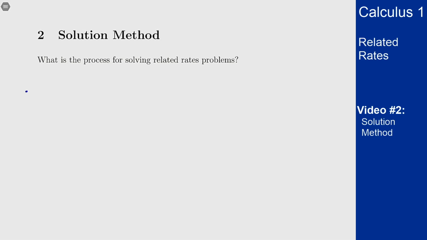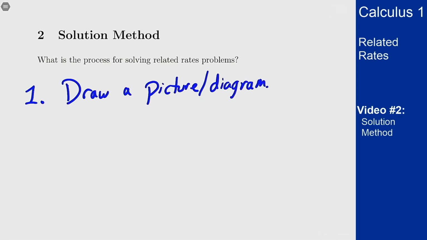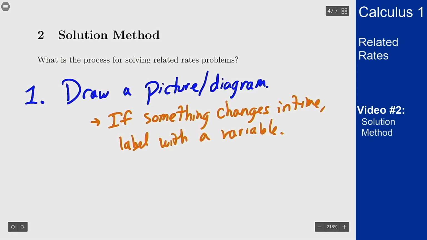So step one of the process is always draw a picture. If applicable, and it usually is, you should definitely try to draw a picture. Or if not a picture, at least a sort of diagram of what's going on in the problem. What you'll want to do here is also label things in your picture that relate to this problem. So if something changes in time, you want to label it with a variable. If it does not change in time, you could either put a variable there or the actual number that it's fixed at for this problem.